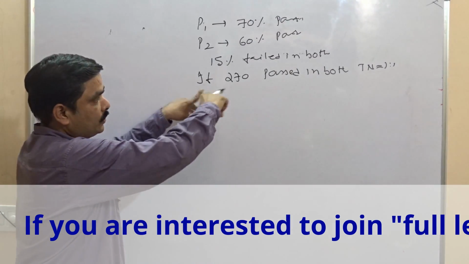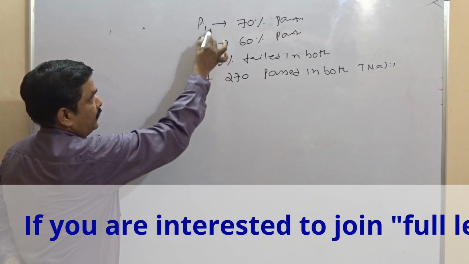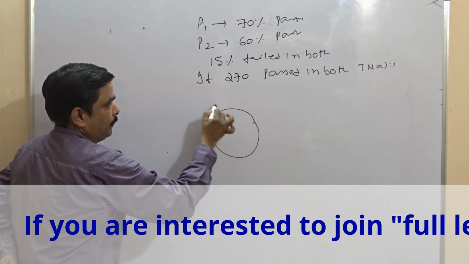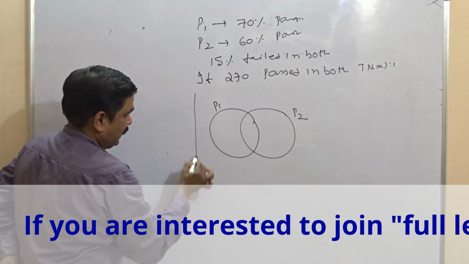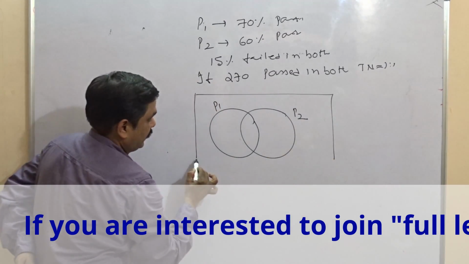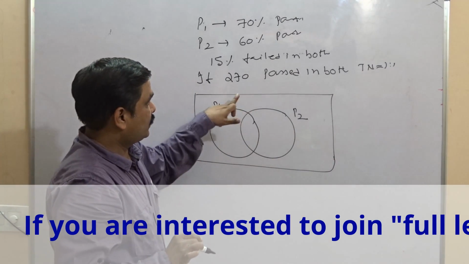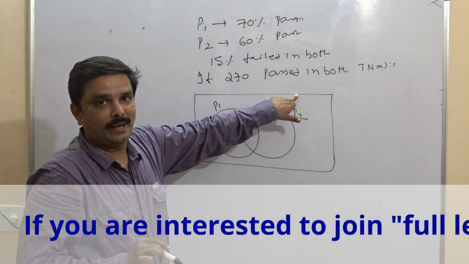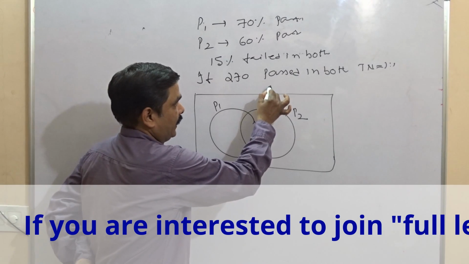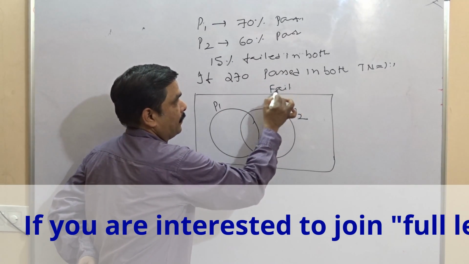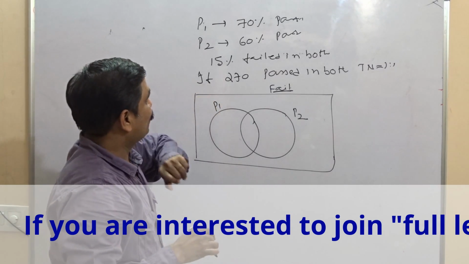Simply, I am going to use the Venn diagram for this one. I am taking this one as paper 1, and of course paper 2, and I will use the diagram in this way. But observe this, I am not using the passed diagram. It's a simple blind technique for us. I am going to take this one as the failed diagram. In the previous question I took passed. Failed means how to take this one?